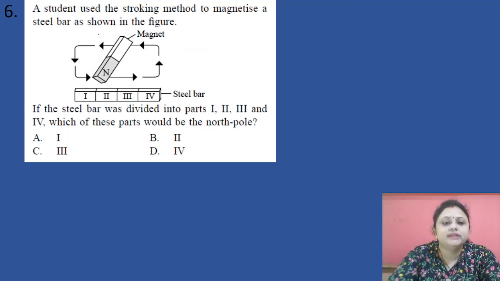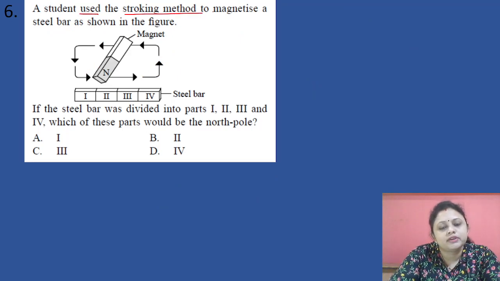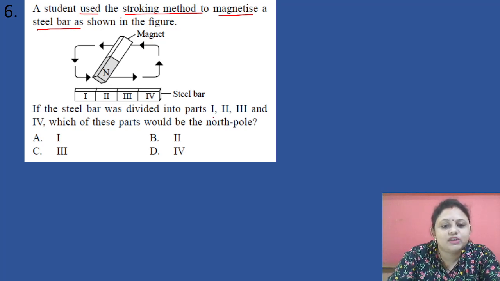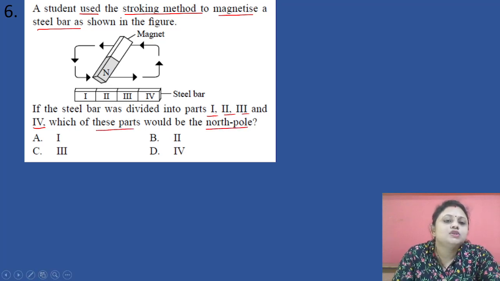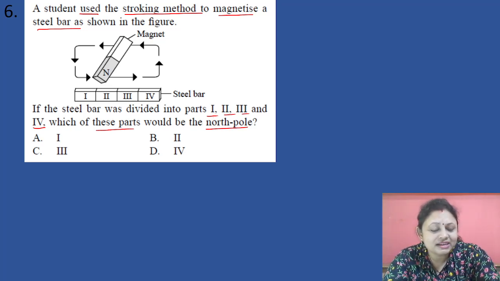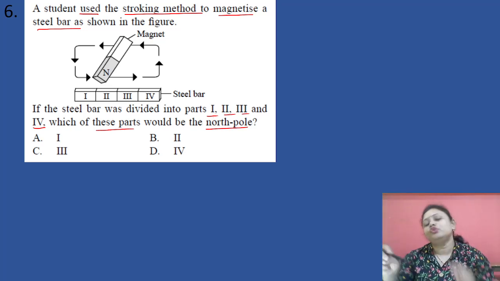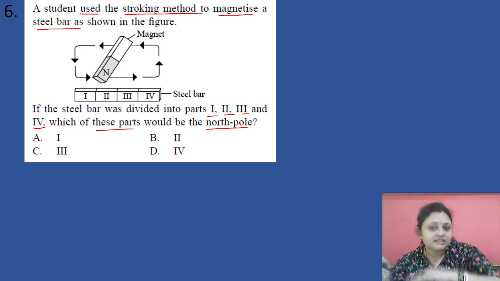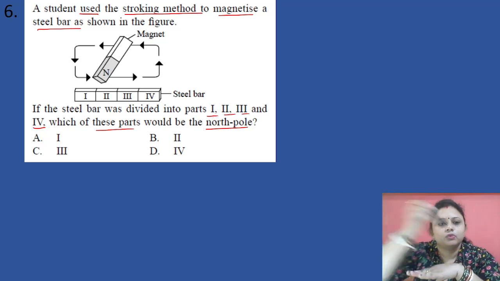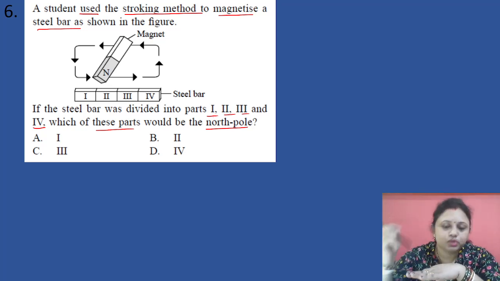A student used the stroking method to magnetize the steel bar as shown in the figure. So, if the steel bar was divided into parts 1, 2, 3 and 4, which of these parts would be the north pole? Okay. So, you must be knowing about the stroking method of magnetizing a steel bar. So, what we do, suppose this is a steel bar, we take a magnet and stroke like this. Okay, like this we do the process.